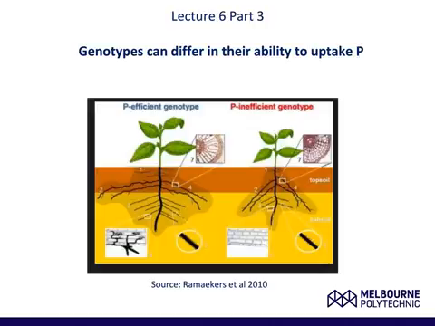The figure on the slide is from this paper and demonstrates differences between a phosphorus efficient and a phosphorus inefficient genotype, looking at root structure and how this may enable increased efficiency of phosphorus uptake. The development of transgenic plants may be used in agricultural practices.